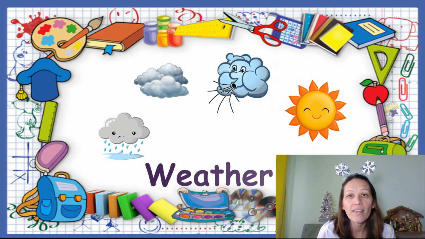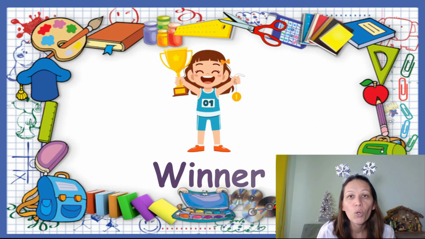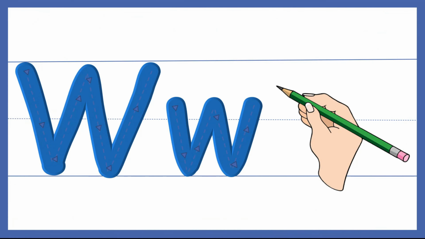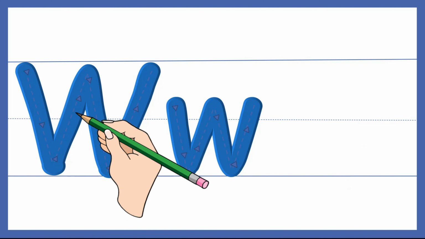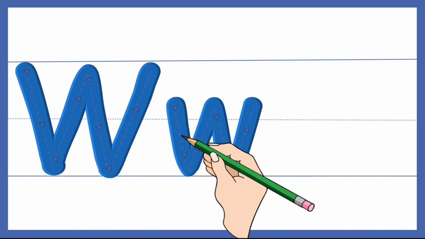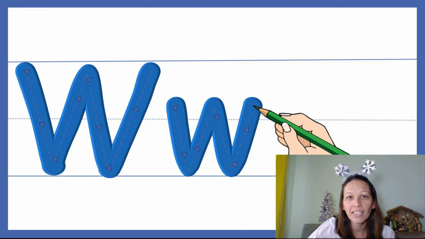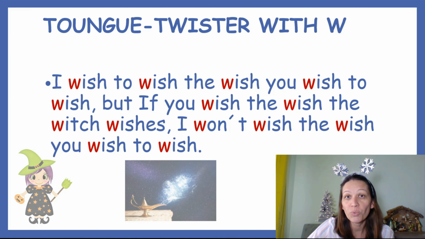Weather. Weather. Weather. Winner. Winner. Excellent. Let's write it down. This is a letter W. W. Let's try a tongue twister with the letter W.